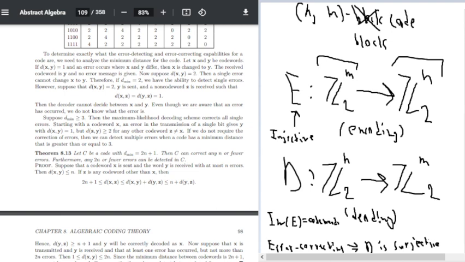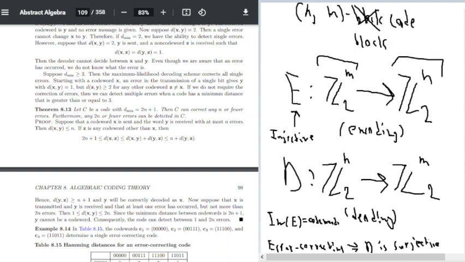Theorem 8.13. Alright, this is going to be spicy. Let C be a code with d minimum equal to 2n plus 1. Then C can correct any n or fewer errors. Furthermore, any 2n or fewer errors can be detected in C.